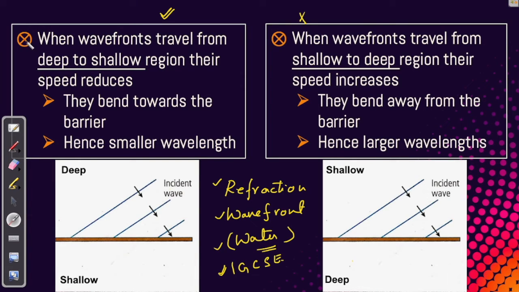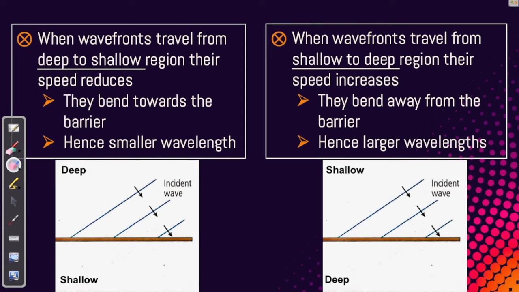So I'm at point number 1: when wavefronts travel from deep to shallow, their speed reduces. This is something that you need to remember. Deep to shallow, what is happening? Some straightforward relationships, so you'll never forget. The depth is going down from part 1 of the picture to part 2. What is happening to the depth? Depth is going down, which implies the speed goes down. So when the wavefronts travel from the deep to the shallow region, their speed will go down.